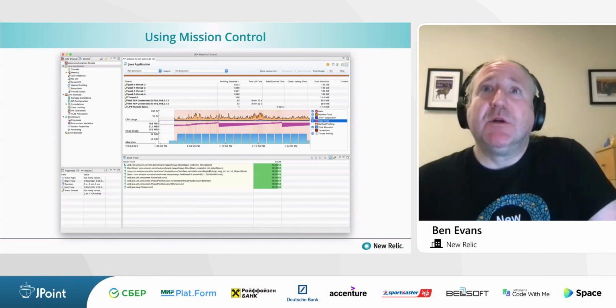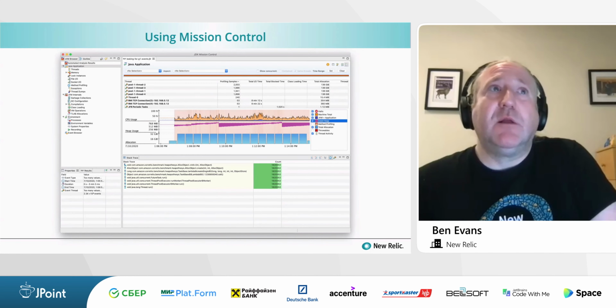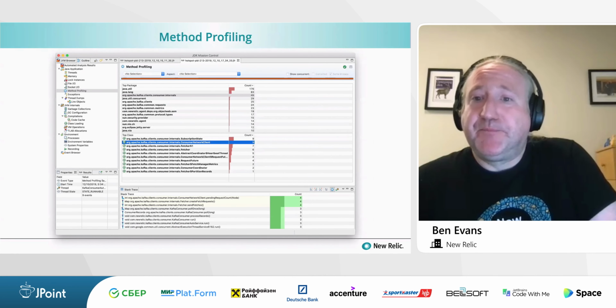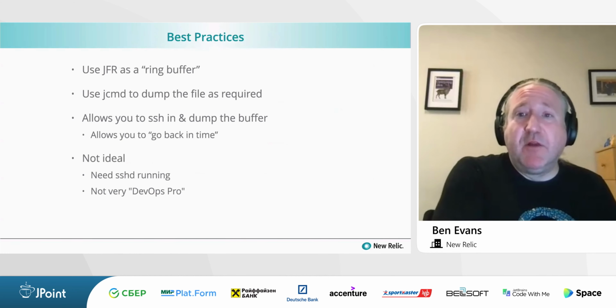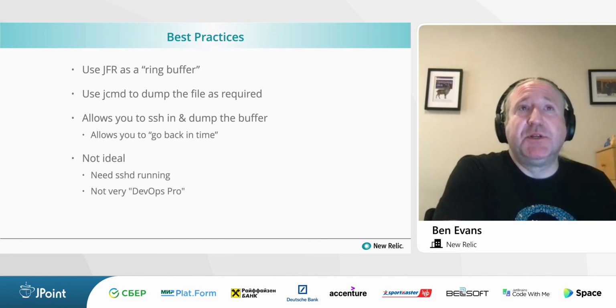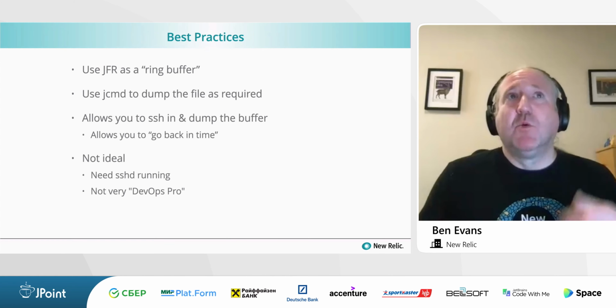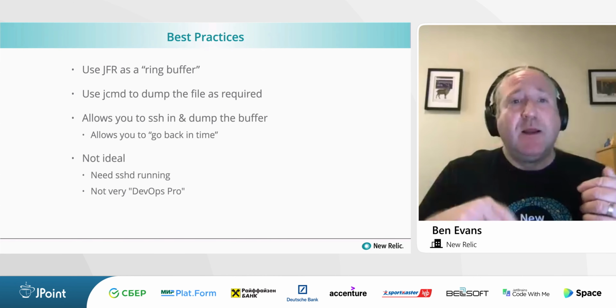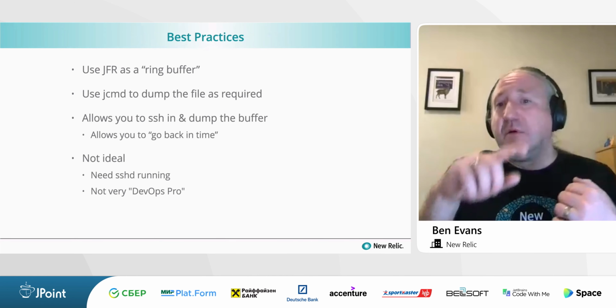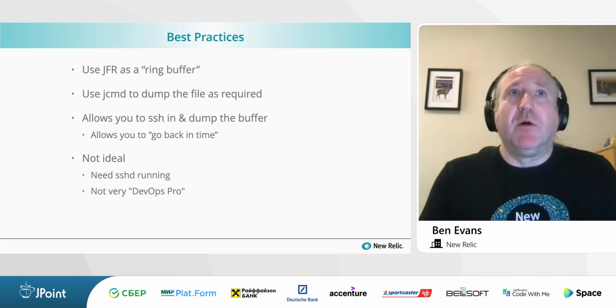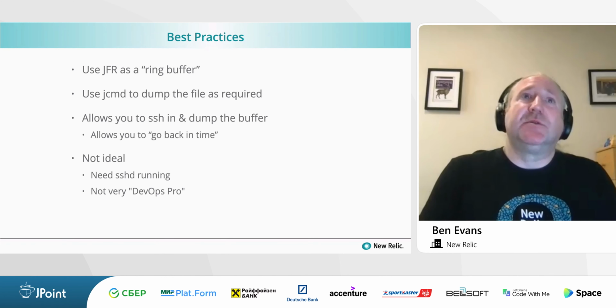Here's what the Mission Control screens look like. You can see some overview stuff, allocation. So this is allocation of new objects, and some method profiling. Now, some of the best practices we have at New Relic that we've developed are to set JFR up in what we call a ring buffer configuration. So all of the events for the last 2 hours are just in memory, and as the application runs, it overwrites older events. So just a standard ring buffer idea. And then you can use jcommand to go in and dump the file as required.